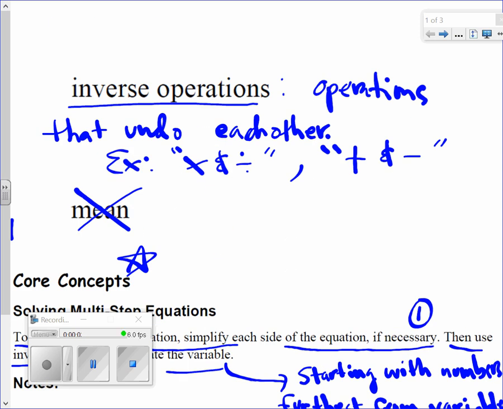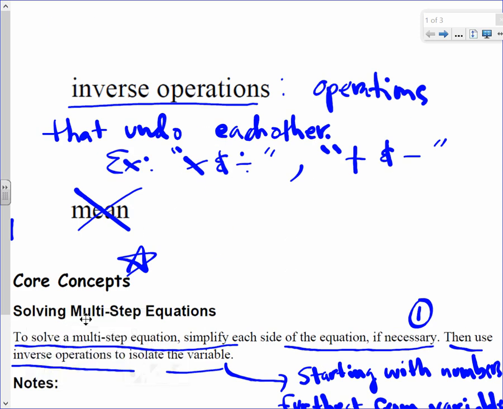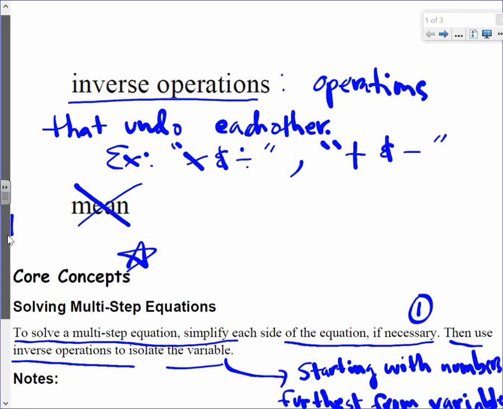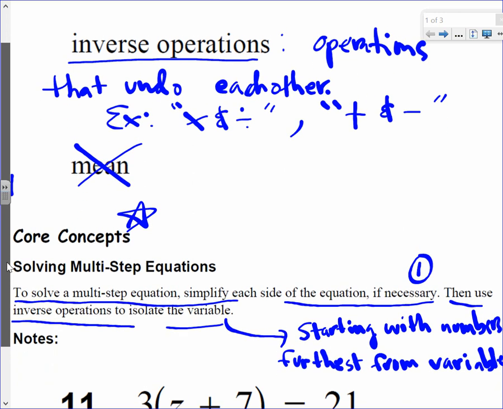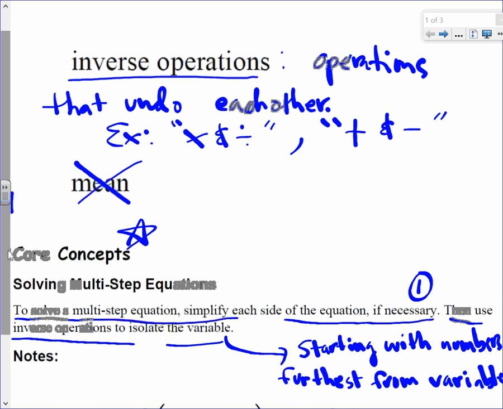All we did is define one of the words. The second word, the mean, you can go ahead and cross out. Inverse operation is just a review word that we defined last week. So right now, phones away, earphones off, out of the floor. Inverse operations are operations that undo each other. For example, multiplying and dividing, and adding and subtracting. We went over that. And then yesterday, we also went over the core concept.